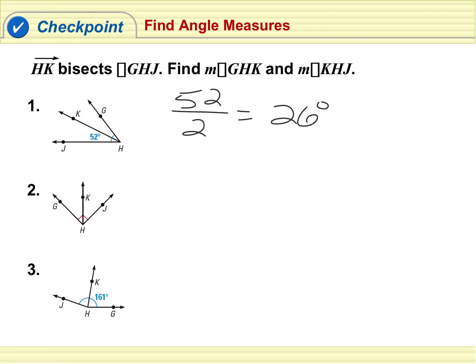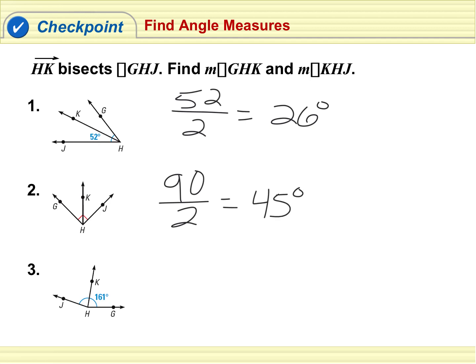Okay, number 2, what's the whole angle measure? 90. That square, remember, means 90. So if KH bisects, how do we find the other side? Divide by 2. 90 divided by 2 is 45. If one side's 45, the other side is 45.